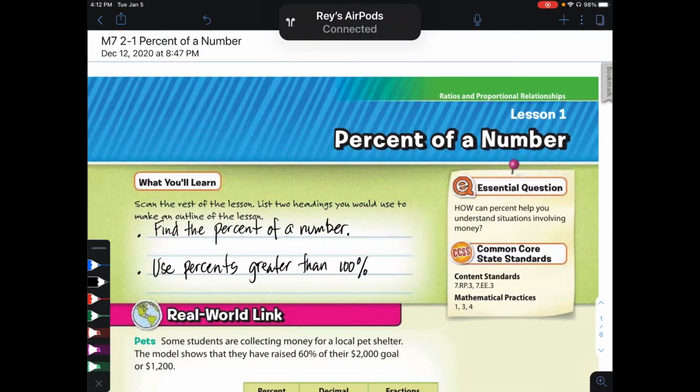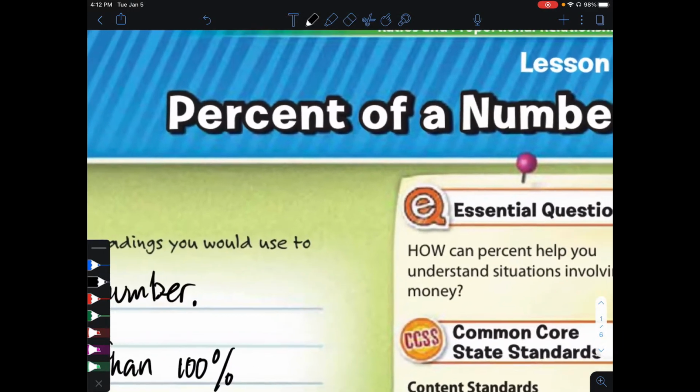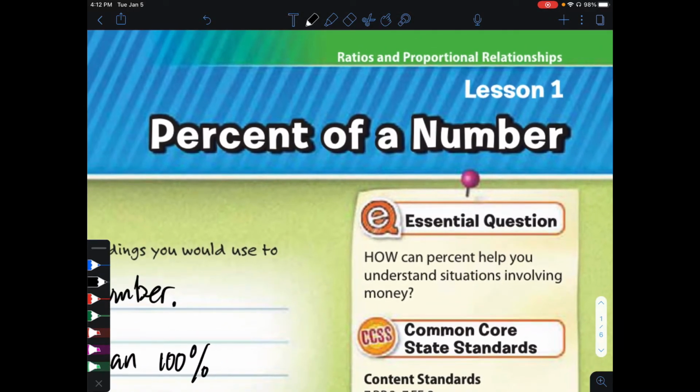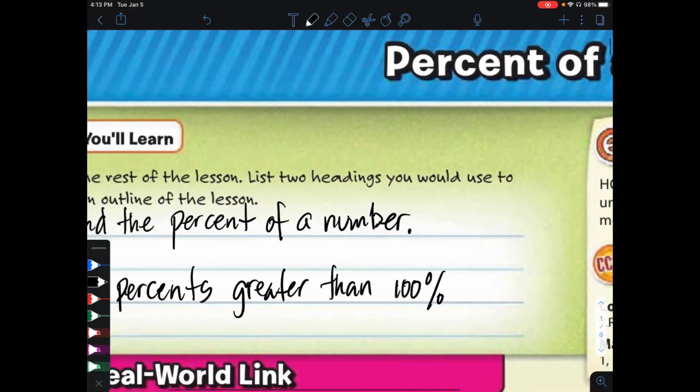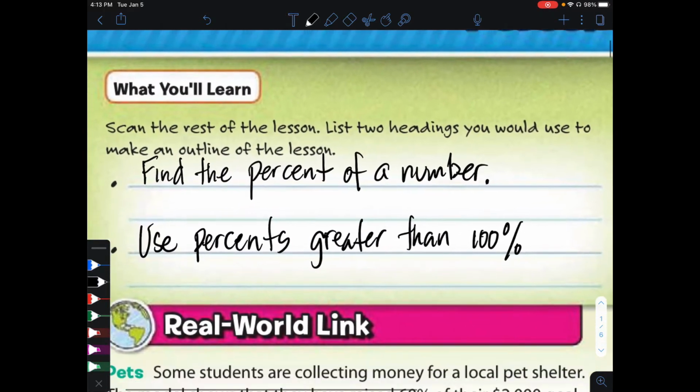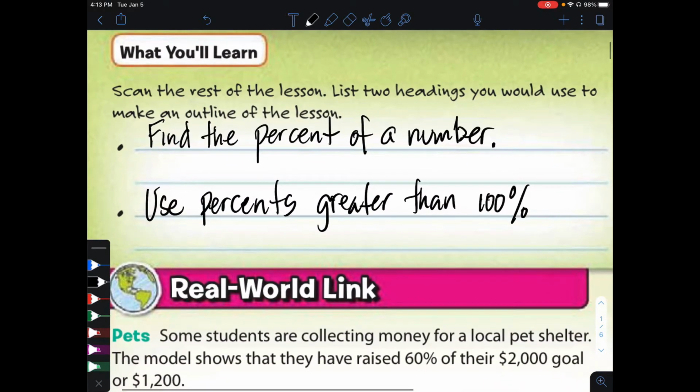This is chapter 2, lesson 1, and the title of this lesson is percent of a number. So in this chapter, our essential question will be how can percent help you understand situations involving money? Okay? So if we scan the lesson, this will be the outline of our lesson. These will be the two objectives that we will be tackling for this lesson.